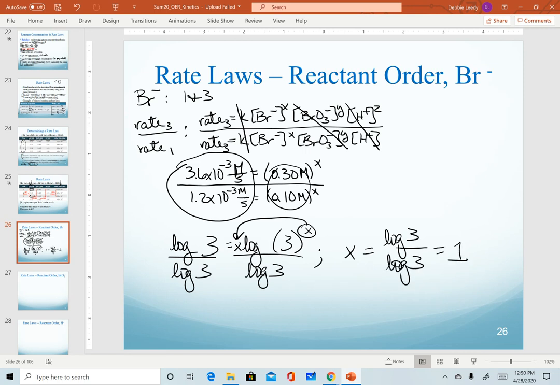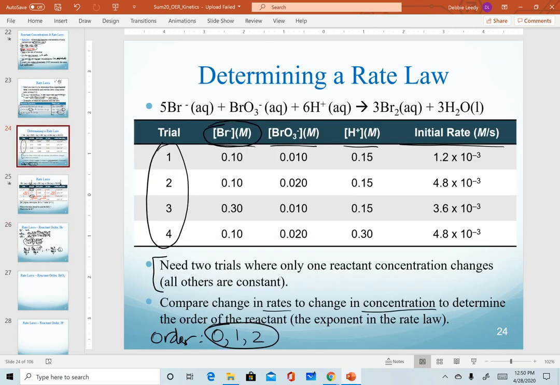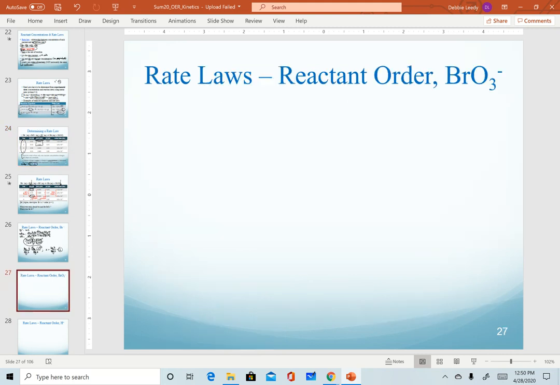And so now we can quickly see that our value of x, our order of bromide, is a 1. All right, let's go back to our table and find 2 trials to solve for bromate. So again, we want to pick 2 trials where this is the only one changing, where the other reactants are held constant. Hopefully you see that trials 1 and 2 will work for this. So for bromate, we're going to use 1 and 2.